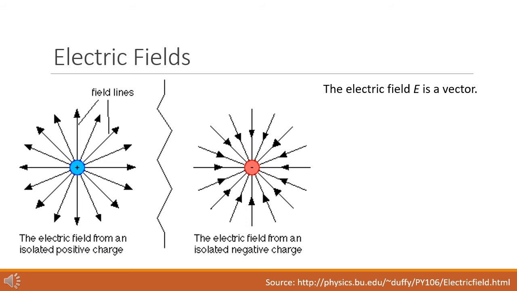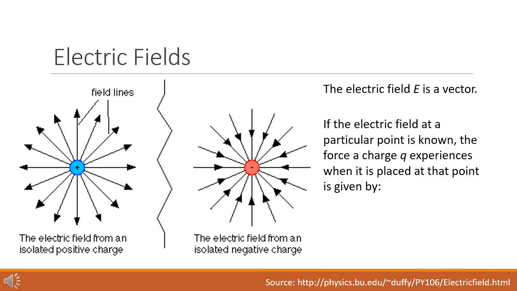The field lines start on positive charges and end on negative charges, and the direction of the field line at a point tells you what direction the force experienced by a charge will be if the charge is placed at that point. If the electric field at a particular point is known, the force a charge Q experiences when it is placed at that point is given by F equals QE. If Q is positive, the force is in the same direction as the field. If Q is negative, the force is in the opposite direction as the field.